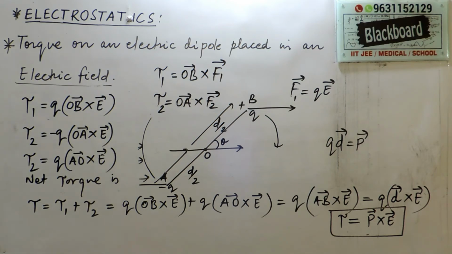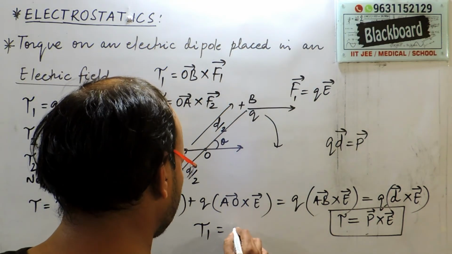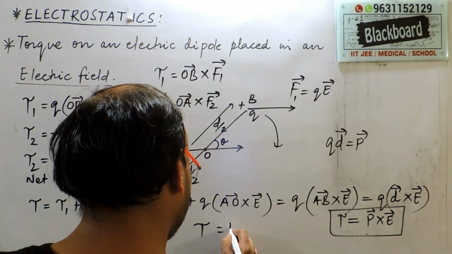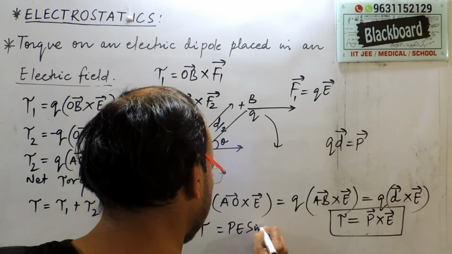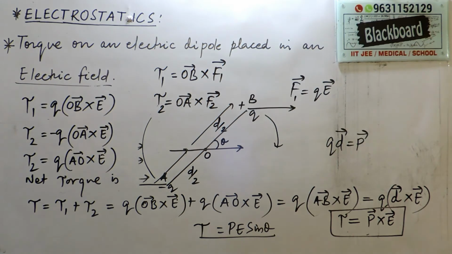Net torque is equal to P cross E, or you can write PE sin theta. That means tau is equal to PE sin theta, where P is dipole moment, E is electric field and theta is the angle.